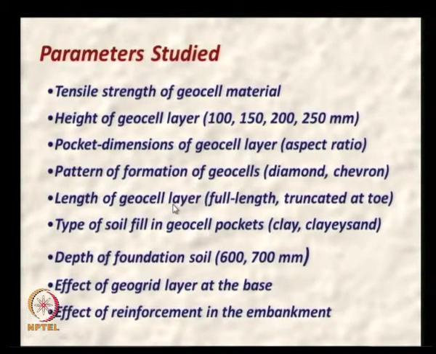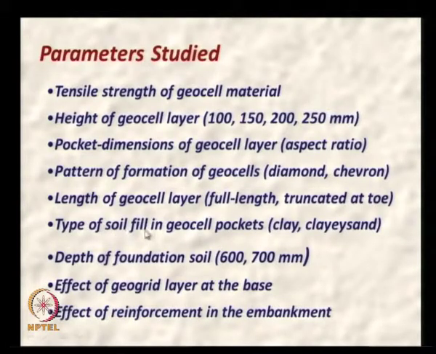the full length means the geocell was provided over the full length of the tank, and then the truncated length means the geocell is provided only up to the toe of the embankment. That is normally what is done in the field.